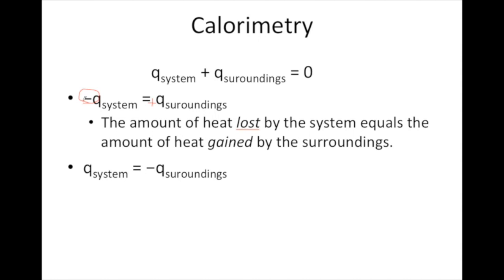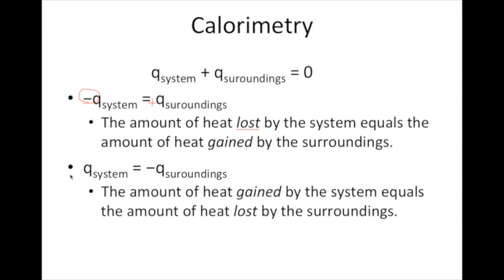Now we could also express this equation as you can see here. Of course, in this way, we're saying that the amount of heat gained by the system, since we have a positive Q, must be equal to the amount of heat lost, hence the negative sign, by the surroundings.